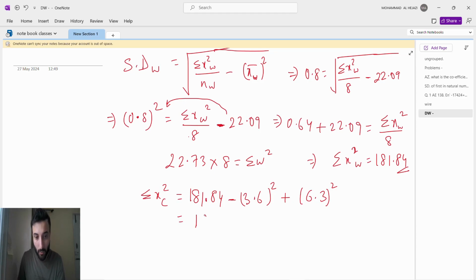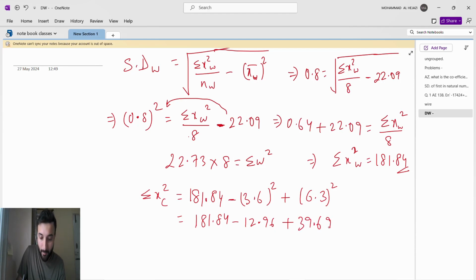Now we'll do 181.84 minus 3.6 into 3.6, 12.96, plus 6.3 into 6.3, 39.69. Now we will add: 181.84 minus 12.96 plus 39.69. You will get the correct summation of x square is 208.57.